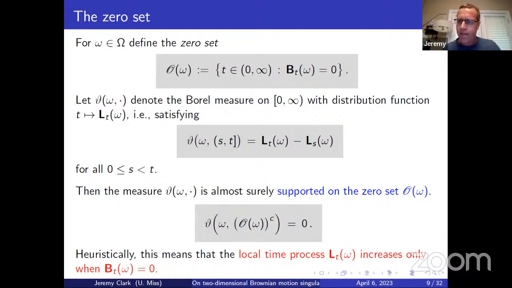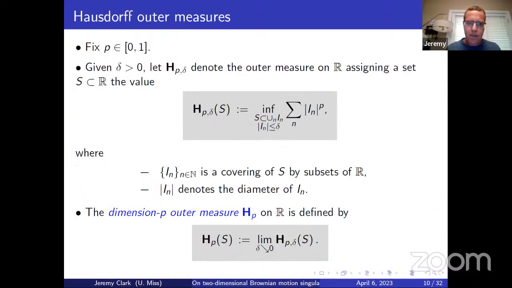If you don't remember that, that's fine. Okay, so the local time of the Brownian motion only increases when the Brownian motion hits 0. This sort of makes sense from the construction. It's not a mystery. Okay. So now I want to talk about how you measure the set of times at which the one-dimensional Brownian motion visits 0.